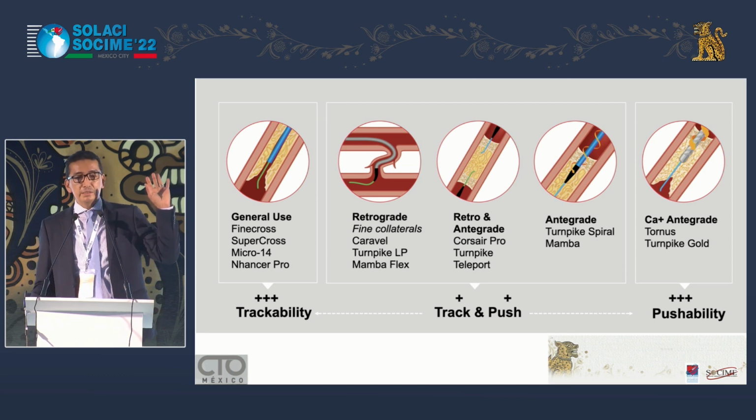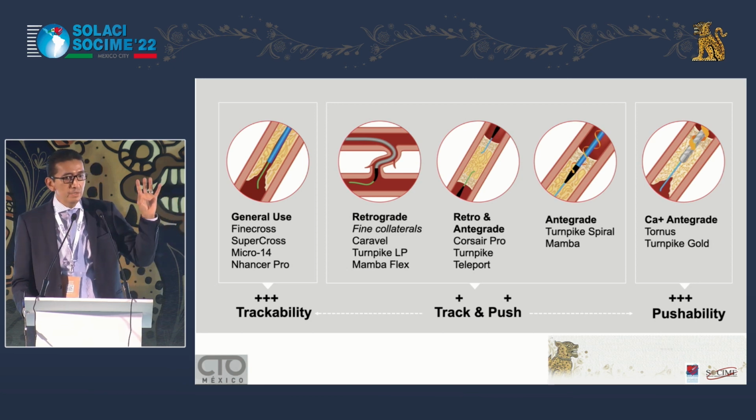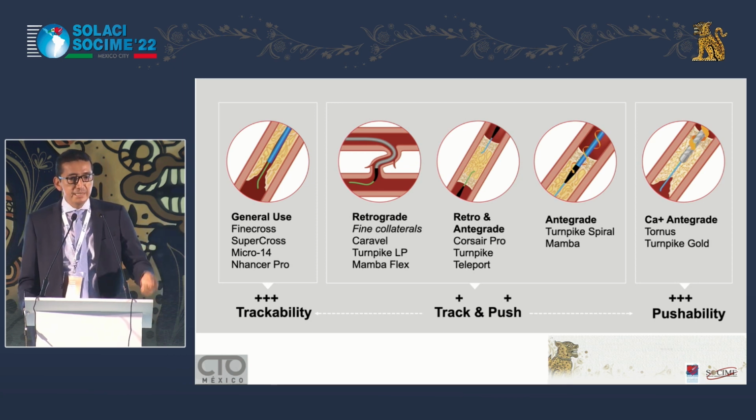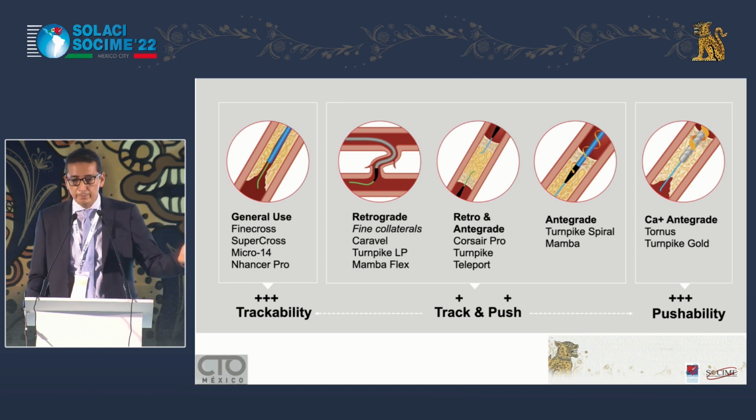Si yo tengo un microcatéter de uso general, que a lo mejor ya lo quiero cambiar porque crucé con un Tornus, no voy a completar el procedimiento con un Tornus, hago el trapping de la guía dentro del microcatéter con un trapper o con un balón convencional y retiro este microcatéter.